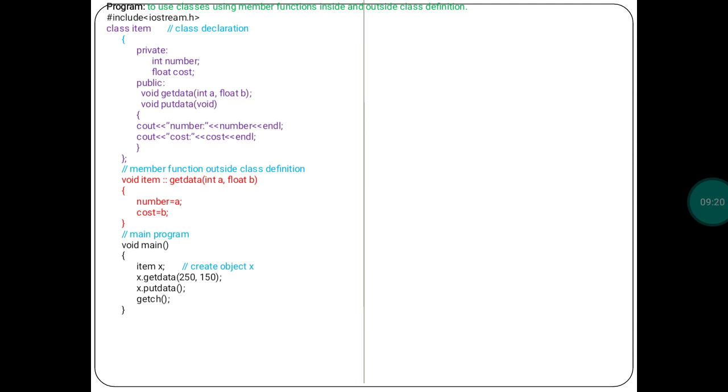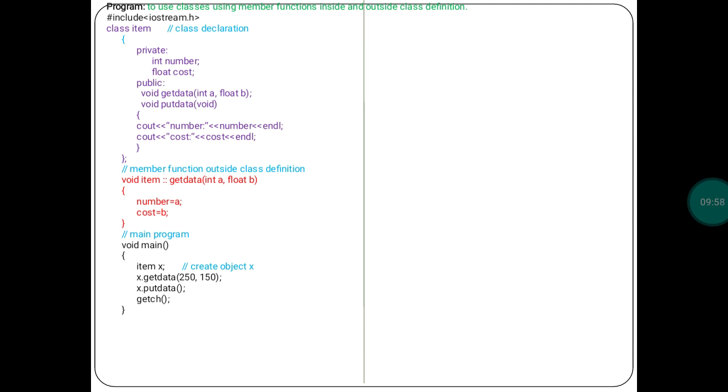Then public, void getdata, int a, float b. So this getdata is a member function. We did not define any code there, we just declared the member function name only. Second member function, void putdata. For this void putdata, we have written the code. What is the code? Cout number is equal to number, cost is equal to cost. So we have written the code for the putdata function inside the class, right there.